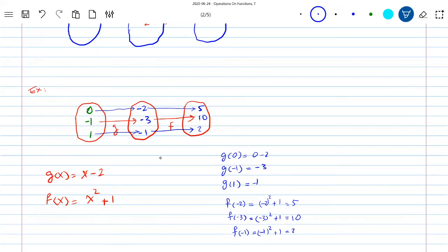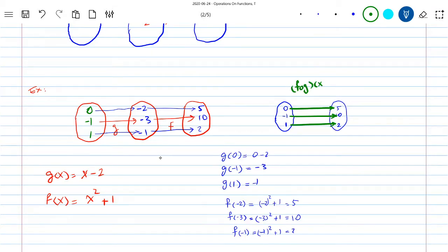Okay, so now think about this. This was two functions operating back to back. Here, the points that we started with were 0, negative 1, and 1, and we ended up at 5, 10, and 2. Now, I'm going to introduce a function that operates this mapping without any other function. So I'm going to call this function, let's say, f∘g of x. I'm going to call it x squared minus 1.